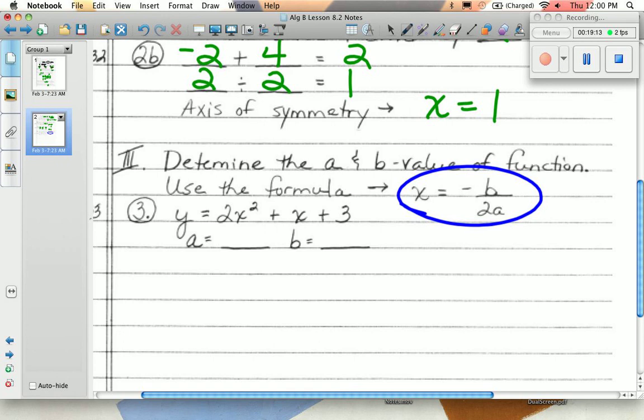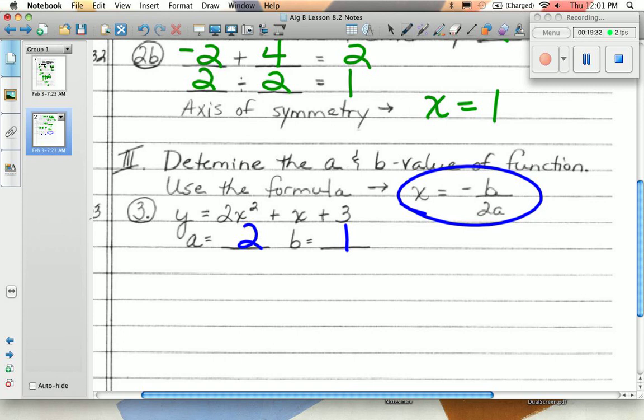So let's look at our number 3, our equation here: y equals 2x squared plus x plus 3. Is that in standard form? Okay, it's in standard form. Y is alone. X squares are first, then x's, and then the constant. So what's our a value? 2. What's our b value? 1.